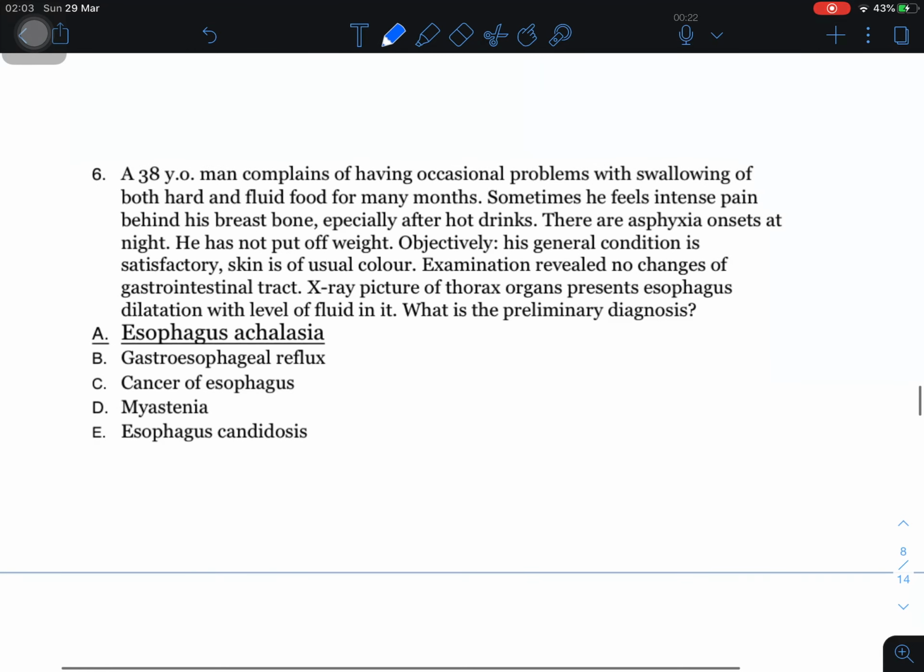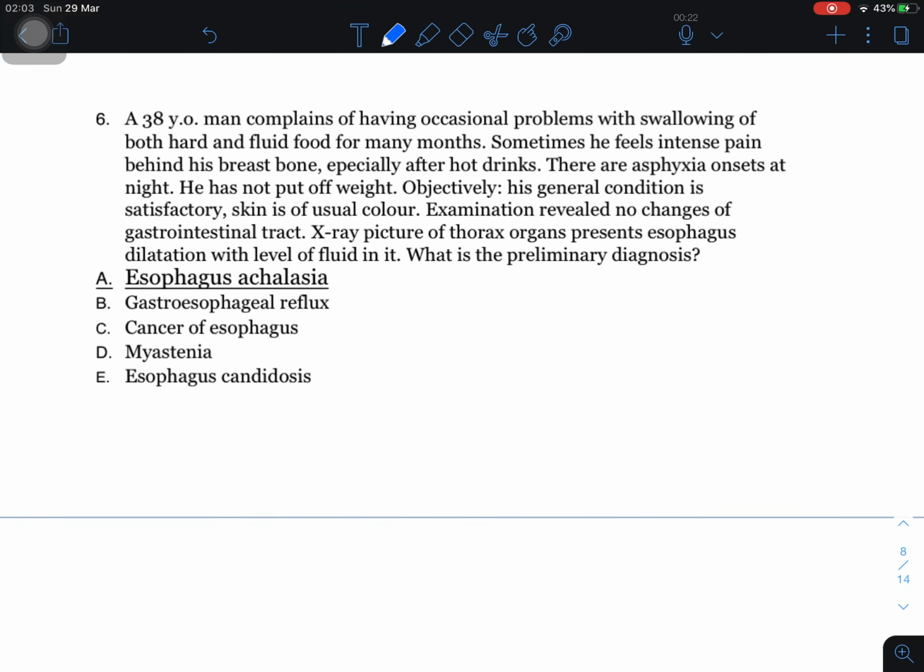Now, a 38-year-old man complains of having occasional problems with the swallowing of both hard food and fluid food. Now, even in the surgery also, there are around 4 to 5 questions which are based upon the same concept. So he's having problem for taking hard food, I mean the solid food and the liquid food. So sometimes he feels intense pain behind his breastbone, especially after drinking the hot drinks. There are asphyxia onsets at night.